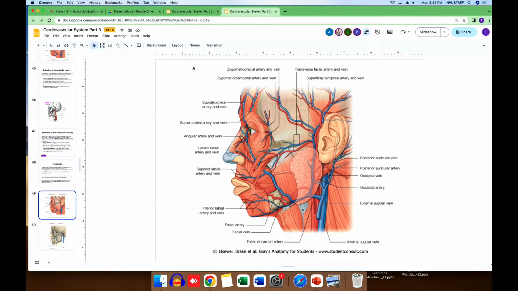And we have another branch which is called the dorsal nasal artery. It is a terminal branch of the ophthalmic artery, and it exits the orbit in the medial corner and supplies the dorsum of the nose.